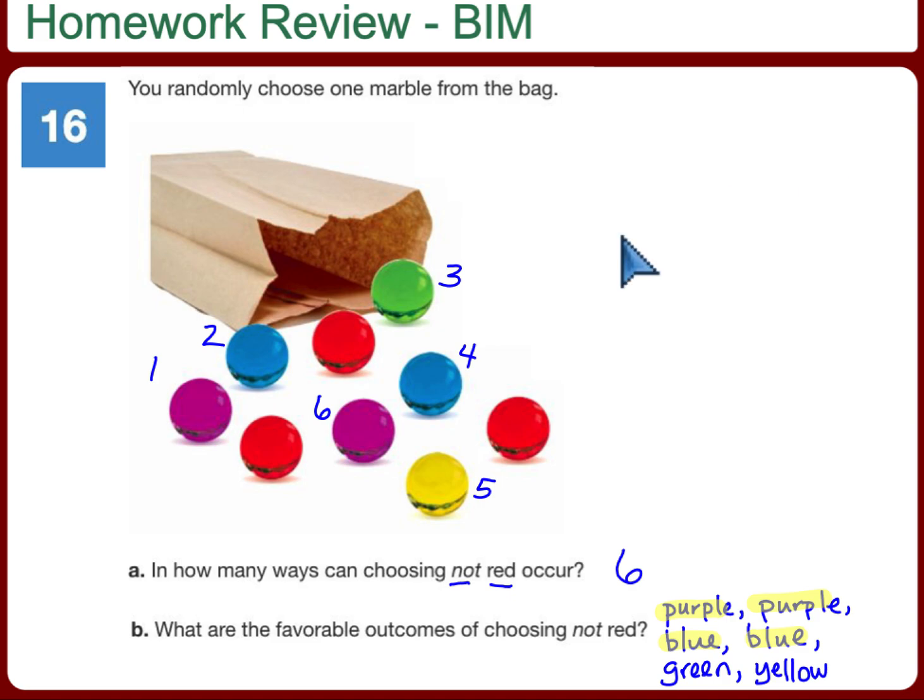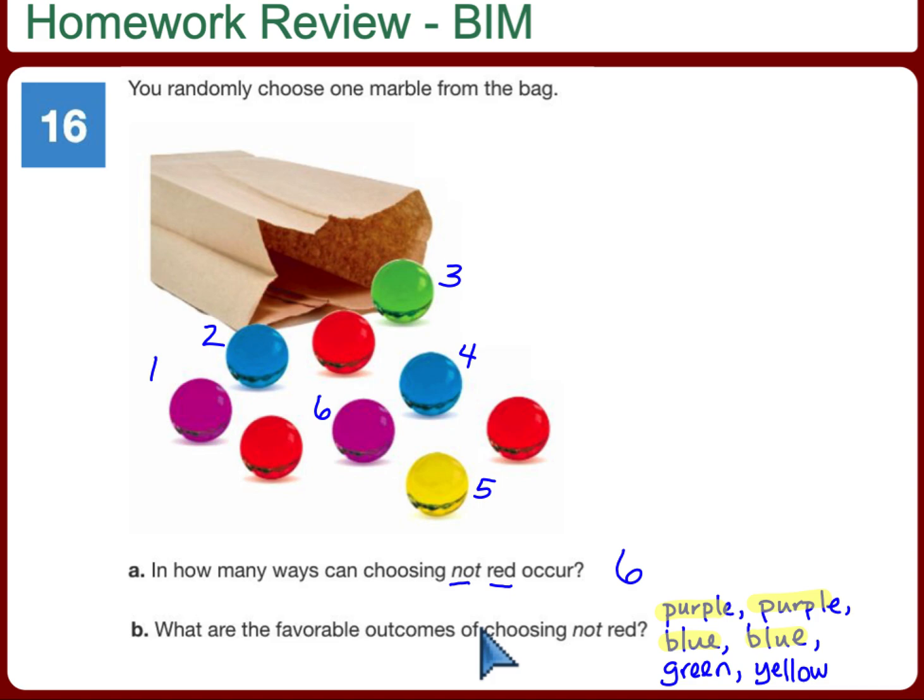Okay, so the total number of possible outcomes is 9 because there are 9 marbles, and then the favorable outcomes for not red would be 6. A common mistake students would write down would be 4 because there are 4 different colors: purple, blue, green, and yellow. However, there are actually 6 marbles because there are 2 purples and 2 blues.